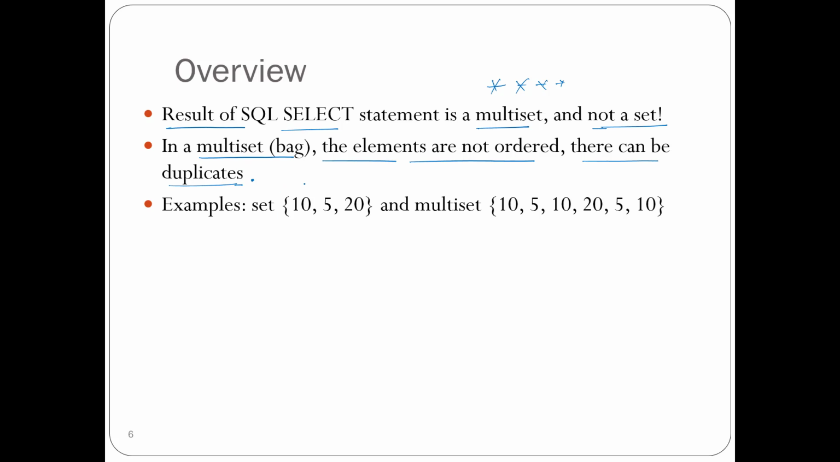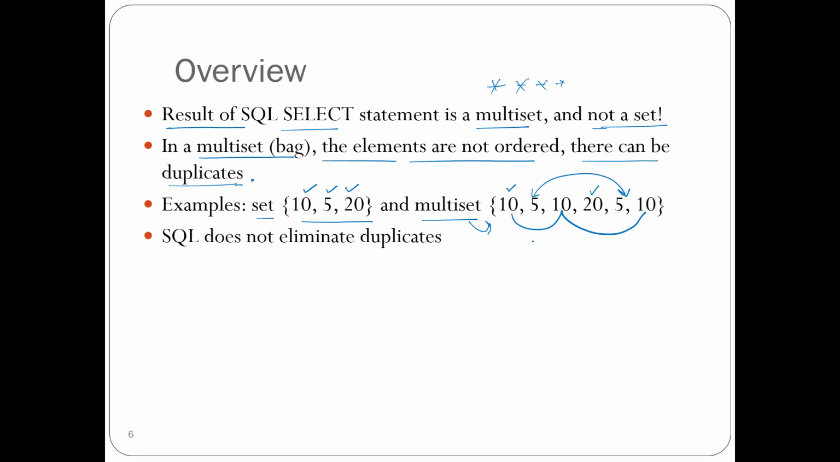Let's look at some examples of set and multi-set to make sure that we understand the difference between these two concepts. The set here has 3 elements, 10, 5 and 20, whereas the multi-set has 1, 2, 3, 4, 5, 6 elements. Out of these 6 elements, the element 10 is occurring 3 times, 20 is occurring once and 5 is occurring twice. So this is a multi-set, whereas here it's a set. In a set we have unique elements, whereas in a multi-set we can have duplicates.